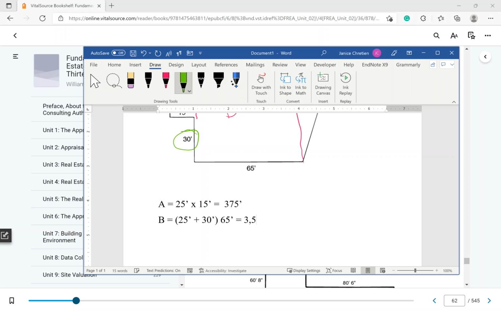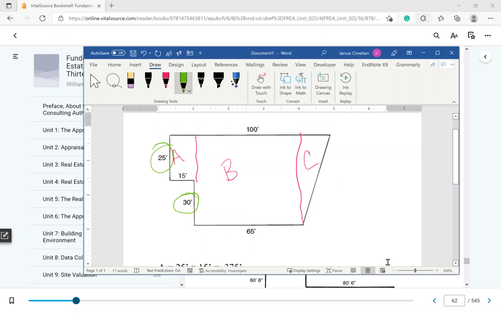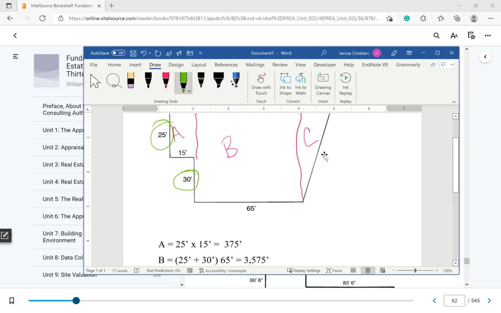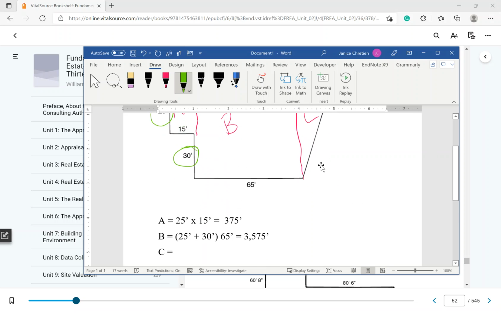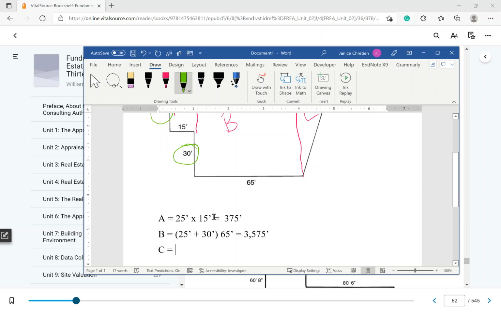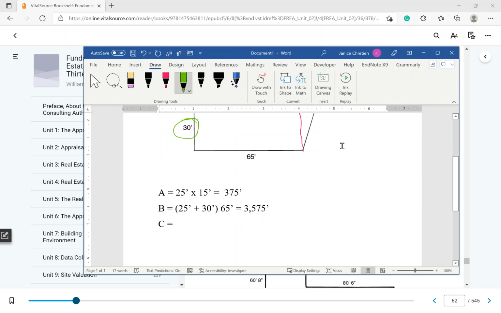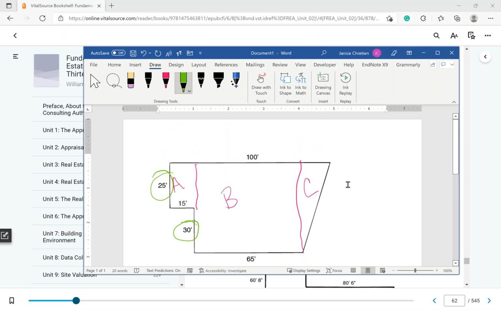3,575. Now, area C is a triangle, right? Well, a triangle has a completely different formula than a square. A triangle is 1/2 base times height. So let's start with the base. Our base is 100 feet, right?